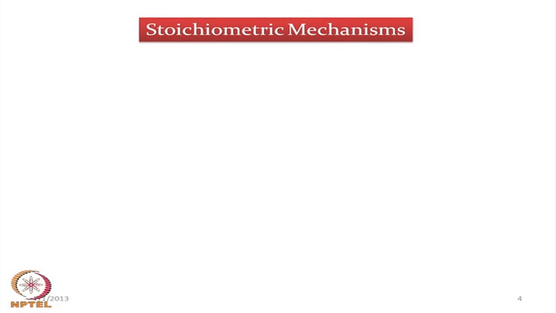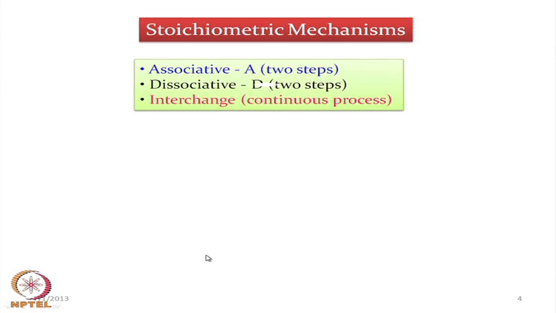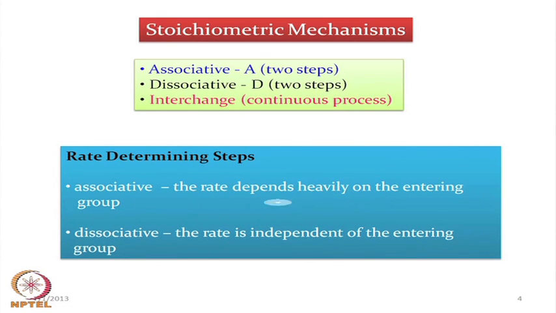So, since we are talking about the stoichiometric reactions and the stoichiometric mechanisms, what we can see. So, we have this associative in 2 steps and dissociative in 2 steps, and the interchange, which is a continuous process. That means, at 2 extremes what we have seen just now, that associative thing we can consider at one end and dissociative in the other, and in between we have the interchange of the corresponding mechanism.